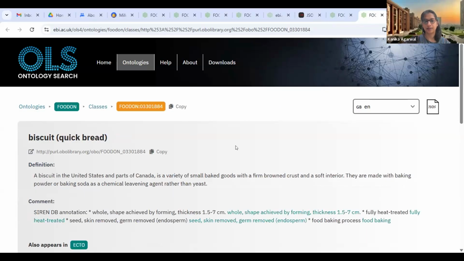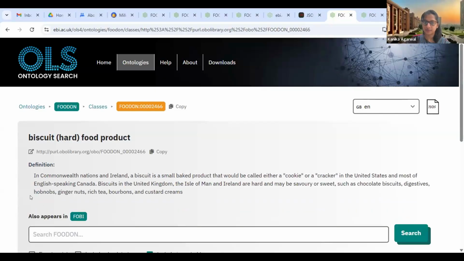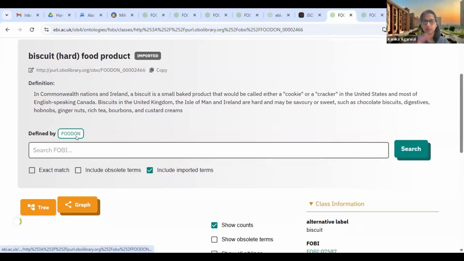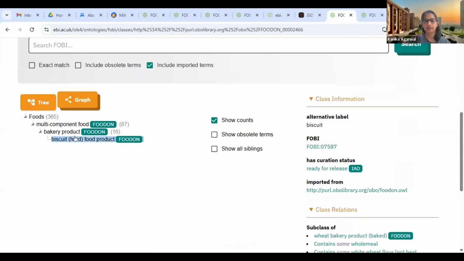Now, biscuit has a different definition. It's mentioned that a biscuit in the United States and part of Canada is a variety of small baked goods with firm brown crust and a soft interior. And another definition in FoodOn is very specific to Commonwealth nations and Ireland, where they're saying that it's usually called a cookie or a cracker in the US. And in the United Kingdom, it's basically hard and it may be savory or sweet, right? And then it shows that it also appears in FOBI. So you could also see how and where it is linked at FOBI.